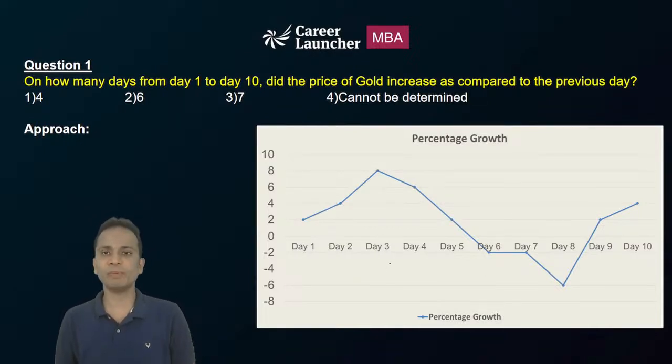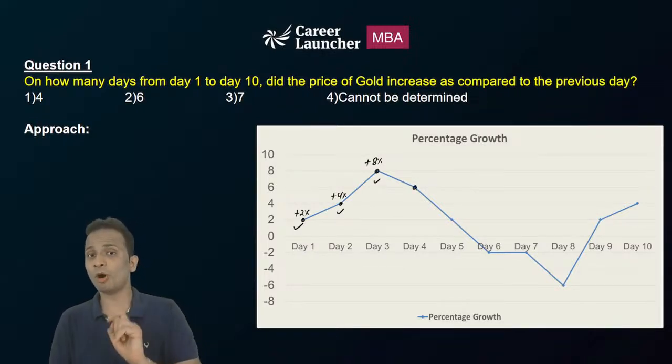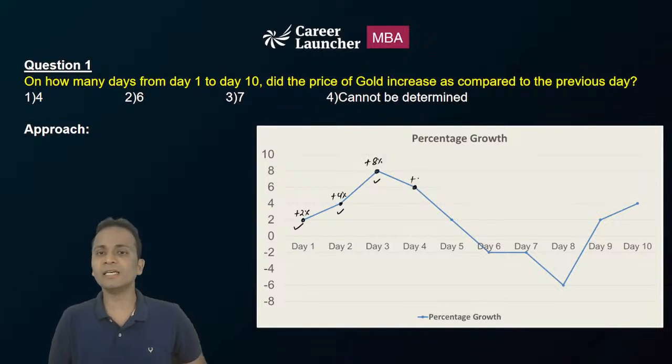Now if I start looking from day 1, the growth is 2% as compared to day 0. Okay, so the price has increased by 2%. I will consider day 1. Day 2 the price has increased by 4%. I will consider. Day 3 the price has increased by 8% over the previous day. I will consider. Day 4, important, the price has increased by 6% over the previous day. I will consider. Day 5, again there is an increase, 2% considered.